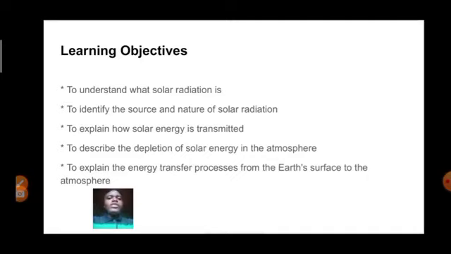Solar radiation. Under this lesson, it is expected that by the end, you should be able to understand what solar radiation is. Secondly, you should identify the source and nature of solar radiation. Thirdly, you should be able to explain how solar energy is transmitted. You should be able to describe the depletion of solar energy in the atmosphere, and you should be able to explain energy transfer processes from the Earth's surface to the atmosphere.